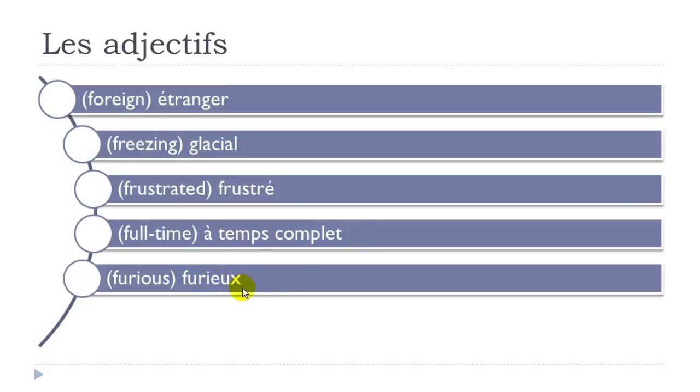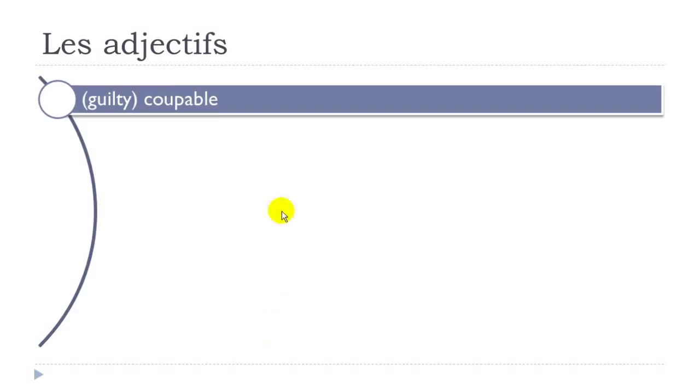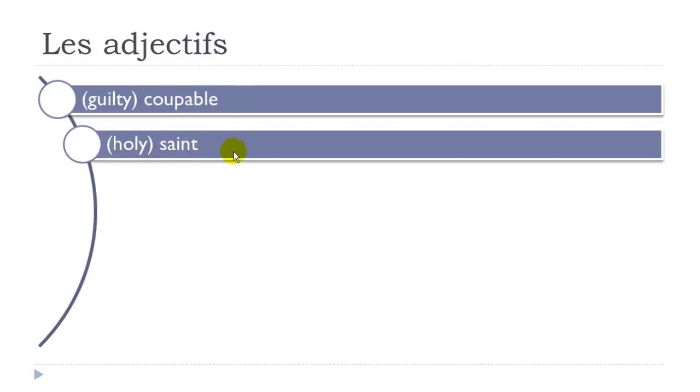Furieux. Okay, final X not pronounced. Furieux. Furieux. Génétique. Remember, K. Génétique. Coupable. Final not pronounced. Coupable. Saint. Alright, so final T not pronounced, and then when you combine this A-I-N here, you get the un sound. Saint. Saint.